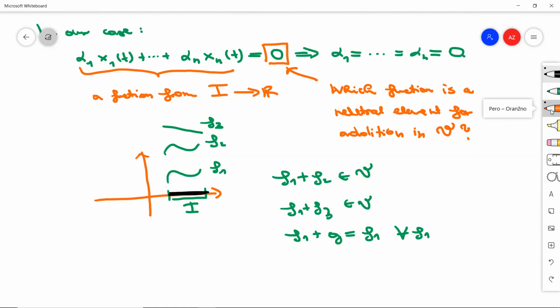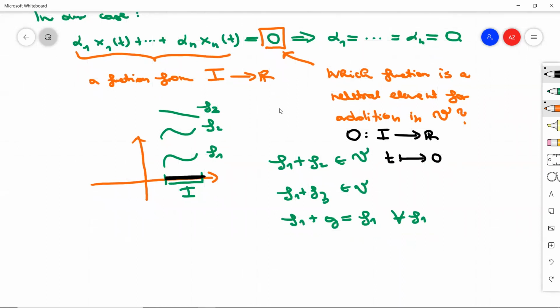So this 0 denotes the function which maps every t to 0. On the left-hand side, we have some linear combination of solutions. We sum them together, and the result is a function, precisely this black function. And recall that those x1 up to xn are functions.